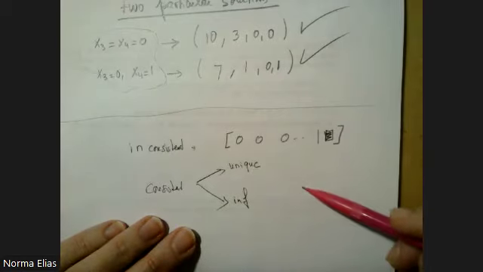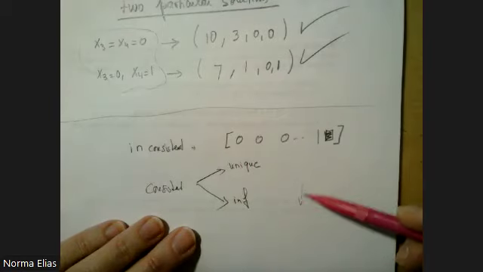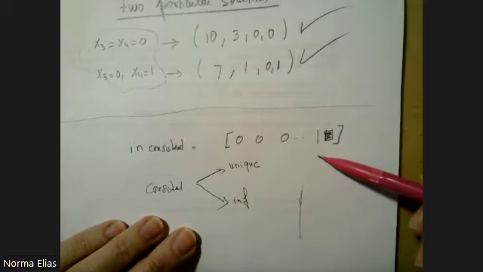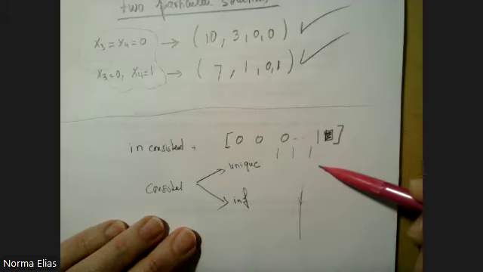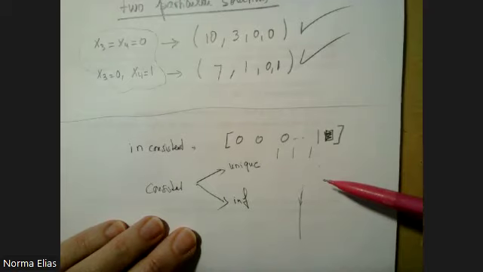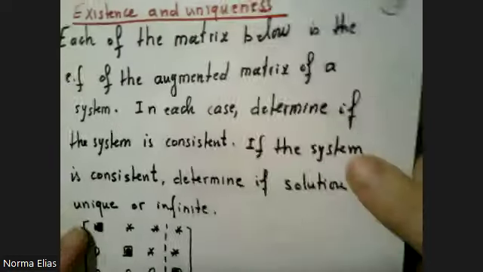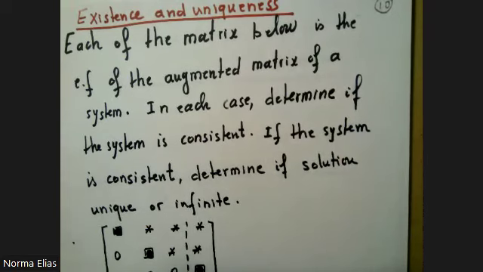To have infinite solutions, we have to have a free variable. It means the column that corresponds to one of the variables should not have a leading. To have a unique solution, it means there are no free variables. It means the column that corresponds to every variable should have a leading. So I'm going to write this into a kind of example, and then we write the rule. So existence and uniqueness.